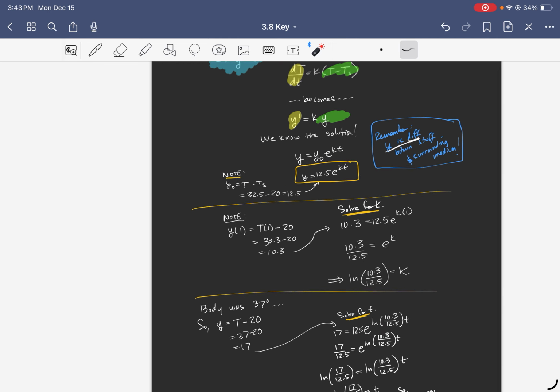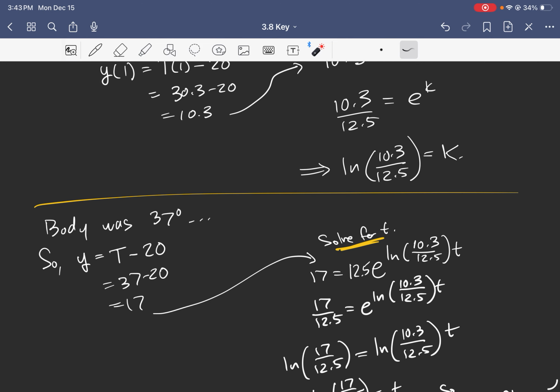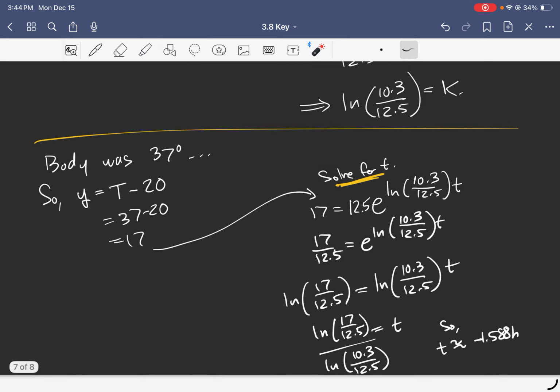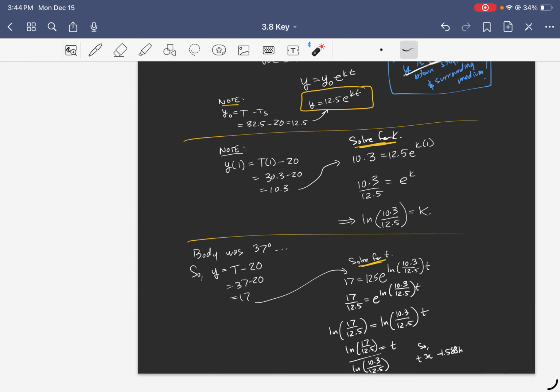Oh, we're not talking about cups of coffee. Sorry, we're talking about a dead body. Yeah, this is kind of gross. So the body was 37 degrees. They want to know, if the body started off at 37 degrees, how long ago was that? So 37 degrees means that it must have been a difference in temperature of 17. So how far back was the difference in temperature 17? Well, you end up getting negative 0.1588 hours. That means the person died about 1.5 hours ago.